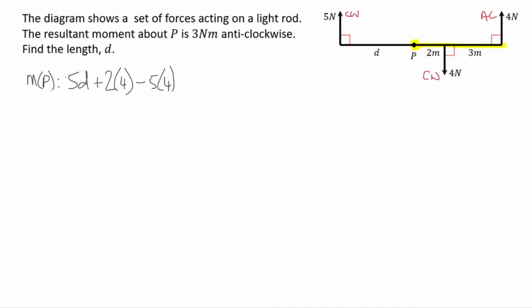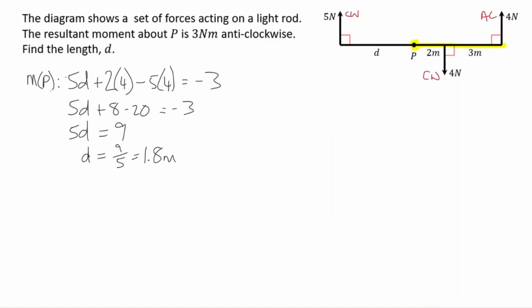So here it is. You have to set this equal to negative 3. A lot of students here would just set it equal to positive 3. They're not paying attention to the anti-clockwise. So set it equal to negative 3. And after that, you can look and we just have a linear equation. We just need to do some rearranging and solving. 5D equals 9. D equals 9 over 5. D is going to be 1.8 meters. That's the distance that we didn't know to begin with. That's the distance that would give this system an overall moment of 3 Newton meters anti-clockwise.